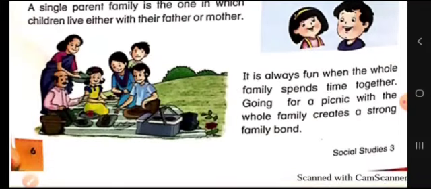Now it is always fun when the whole family spends time together. When you go out with your family, you spend a lot of happy moments with them. Maybe you are going for an outing, for a picnic or to a zoo with the whole family. Don't you have fun? Yes. So going for a picnic with the whole family creates a strong family bond. These recreational activities really make the family feel strong.